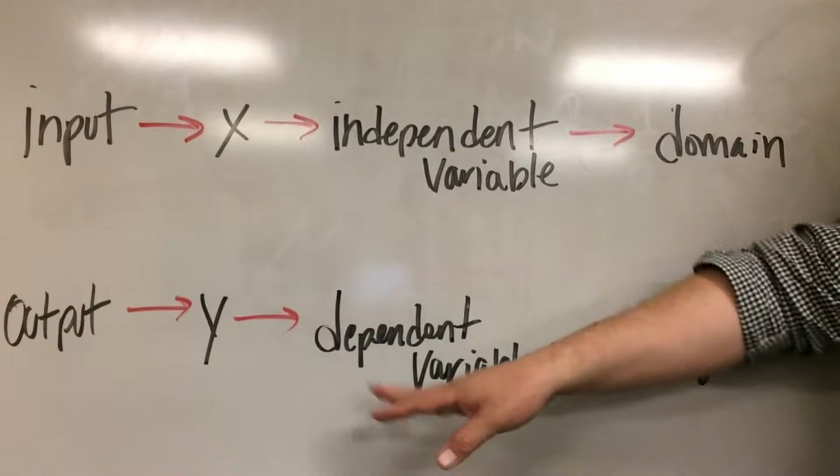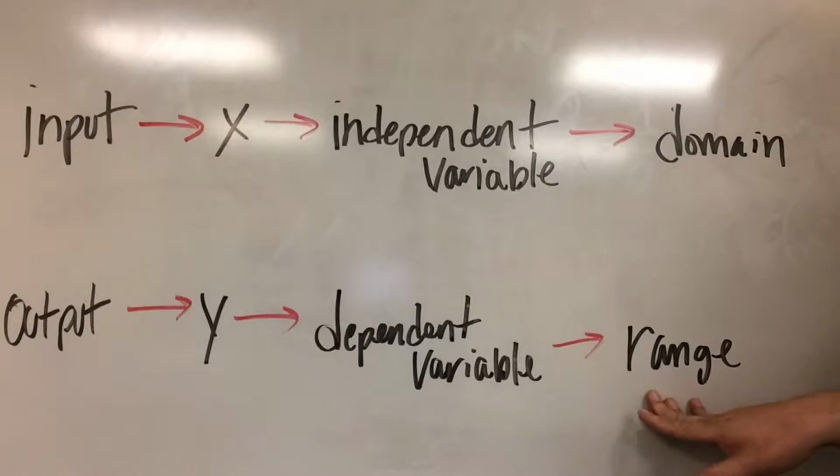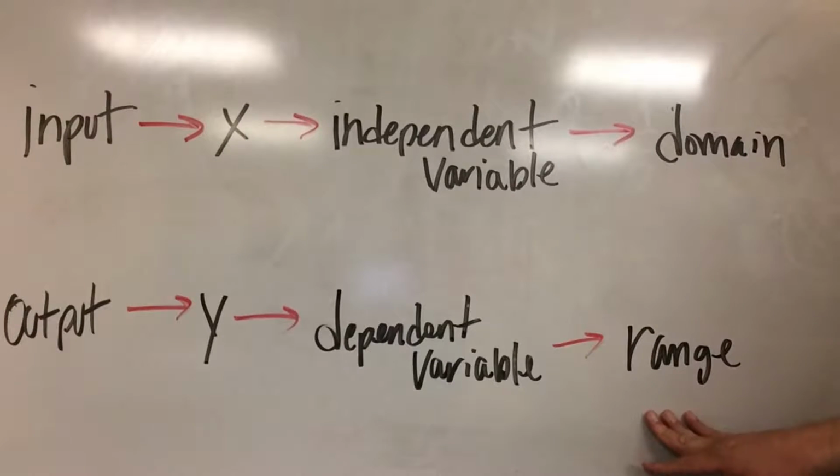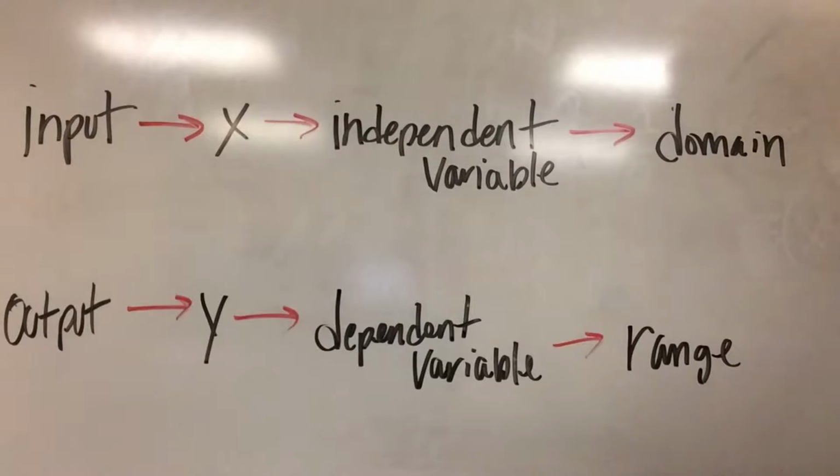And then all of our y answers, like how many cupcakes did I end up making, or how much water was left in the pool, or how much money did I spend, those answers would be our range. All the possible answers for the output.